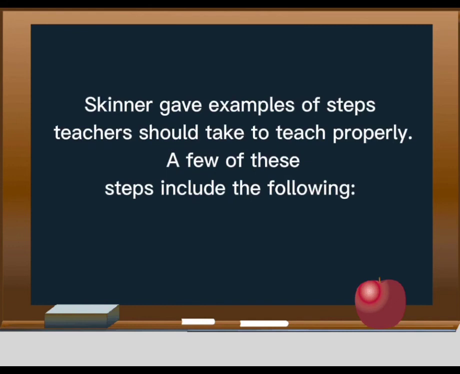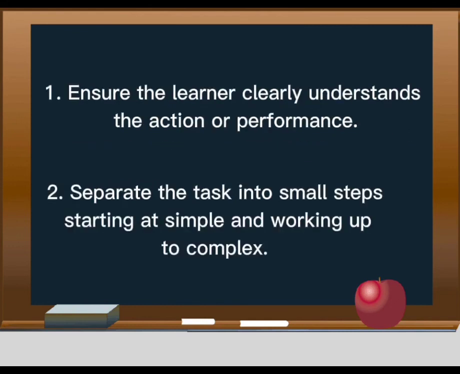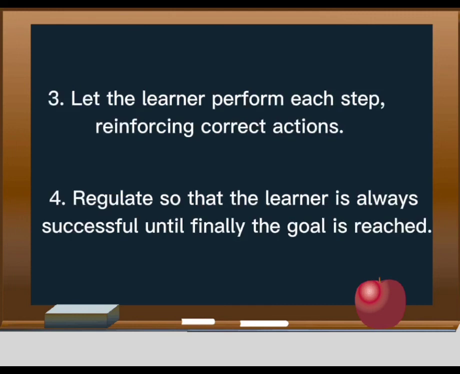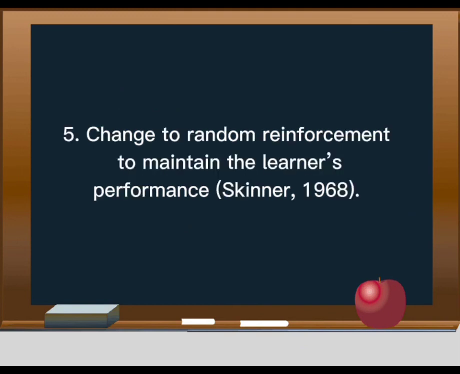A few of the steps include the following. Number 1, ensure the learner clearly understands the action or performance. Number 2, separate the task into small steps, starting at the simple and working up to complex. Number 3, let the learner perform each step, reinforcing correct actions. Number 4, regulate so that the learner is always successful until finally the goal is reached. Number 5, change to random reinforcement to maintain the learner's performance.